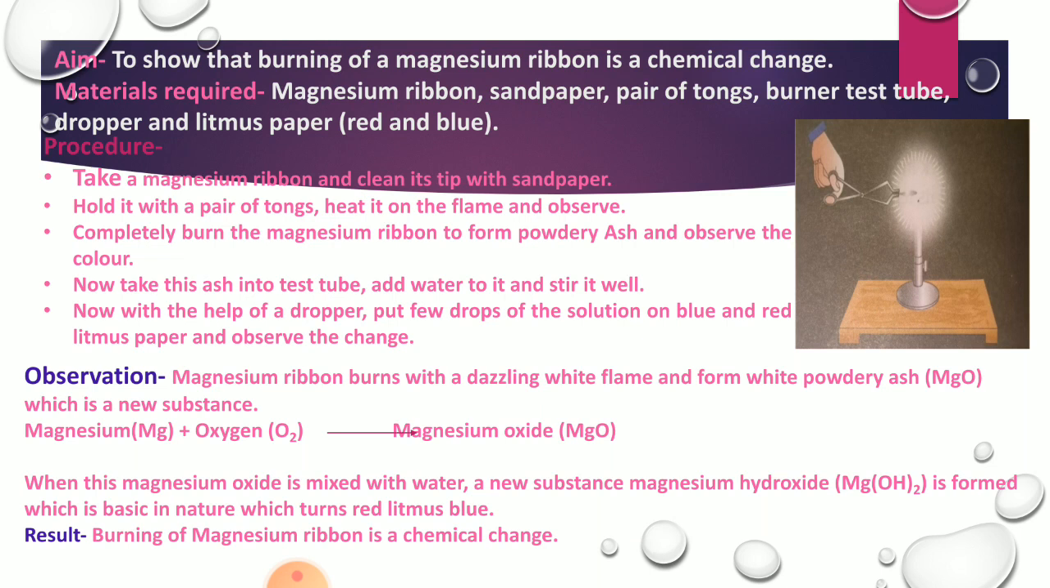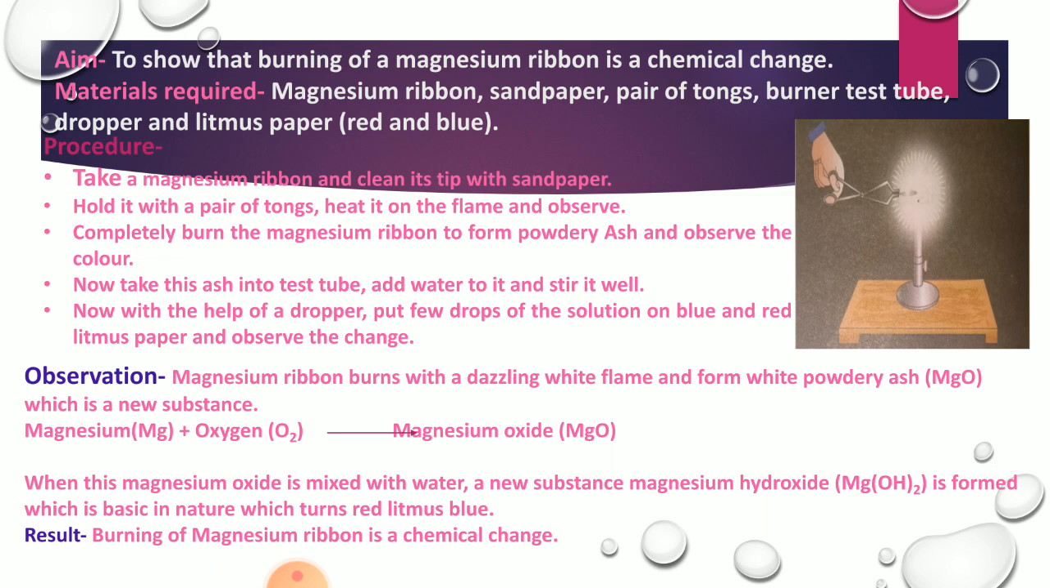Magnesium means Mg. Mg is the symbol of magnesium. And all of us know that oxygen supports burning, meaning anything which is burning burns in the presence of oxygen. So here we can say that magnesium is reacting with oxygen gas. When magnesium reacts with oxygen, it forms magnesium oxide, that is MgO, the white powdery ash formed after the complete burning of magnesium.